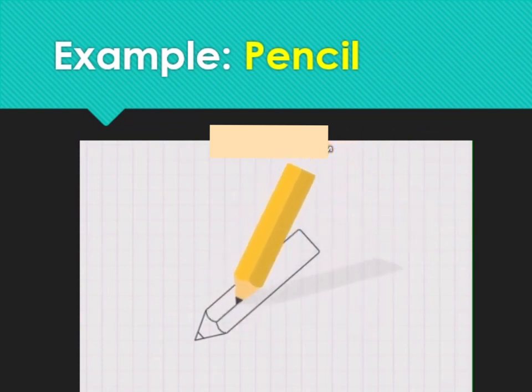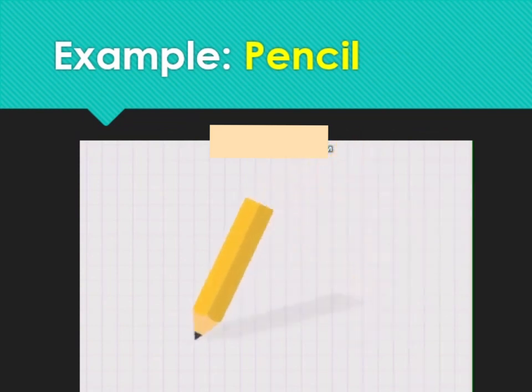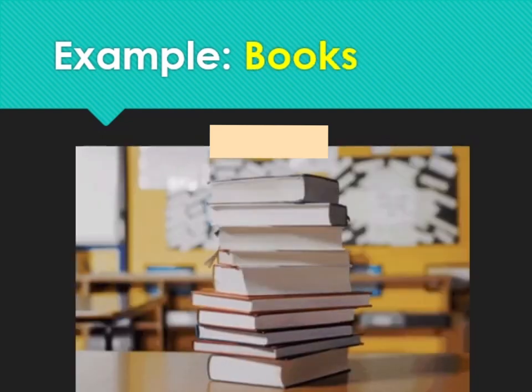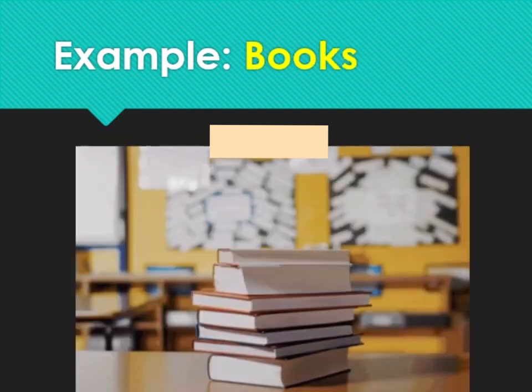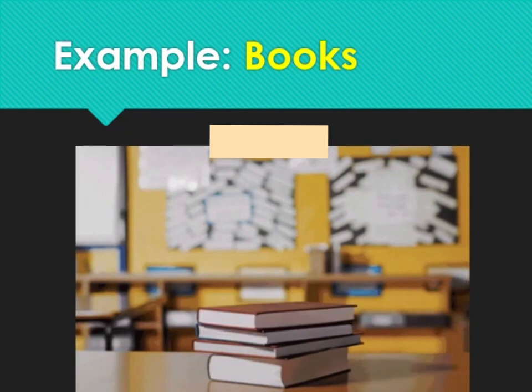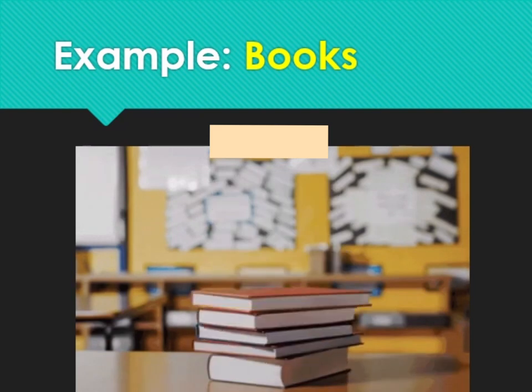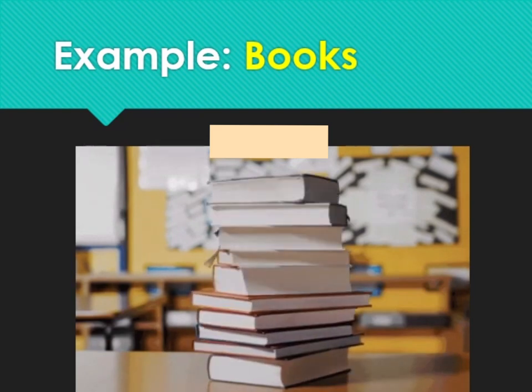Next example is pencil. We can count the pencils easily. So, pencils are countable nouns. As you can see, many books are there in the picture and we can count the number of books. So books is an example of a countable noun.